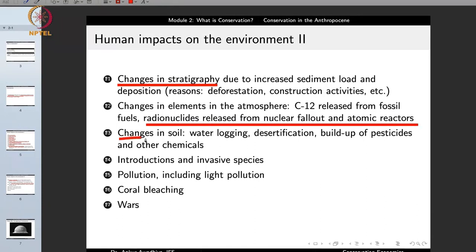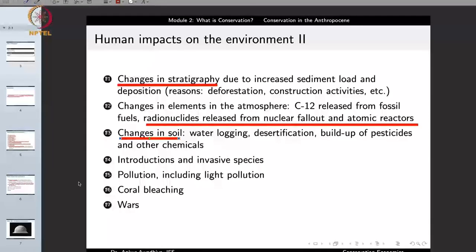Then we are seeing changes in soil because of waterlogging, desertification, buildup of pesticides and other chemicals. And a lot of this has to do with agriculture. Because of agriculture, when we are storing water in certain areas, when we are constructing canals, it is leading to waterlogging in certain areas.